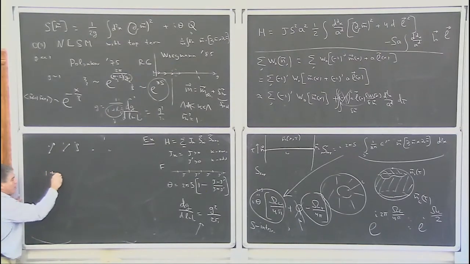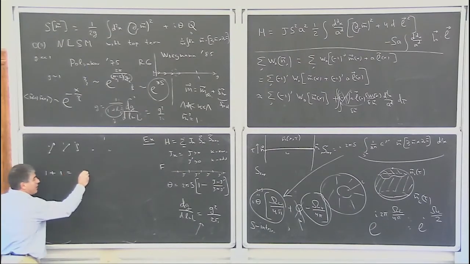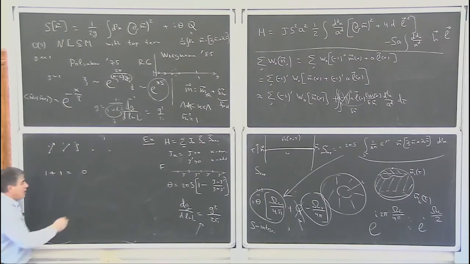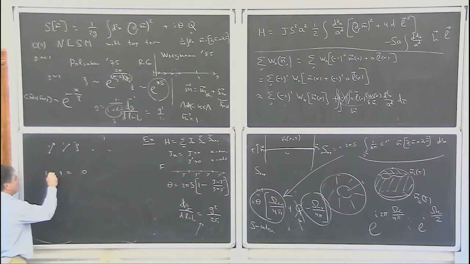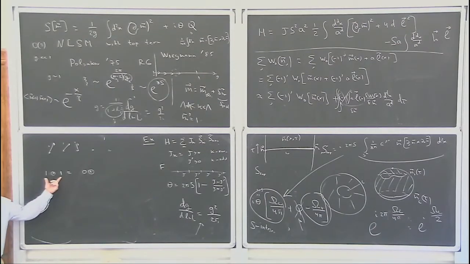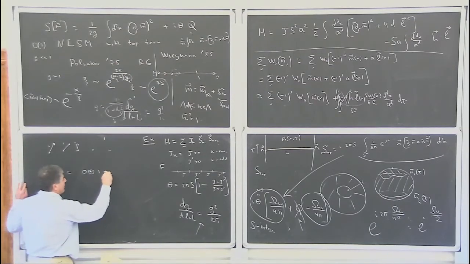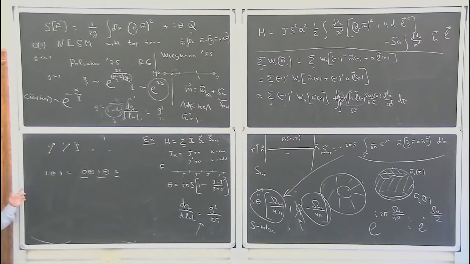If I take two spin ones, what can I get if I add two spin ones? I can get singlet, zero spin. Which spins can I get combining two spin ones? Zero, one, and two. So only integer. So I'm having integer spins.